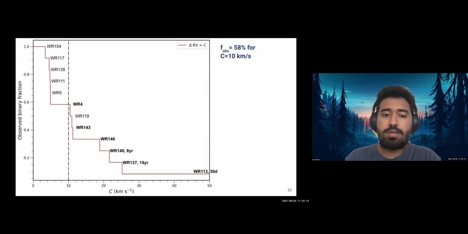The names in bold over here are binaries that are already known. So in the literature, they've been studied. We have periods for some of them, and they're of the order of years, and with some of them, of the order of a few days to a few months.